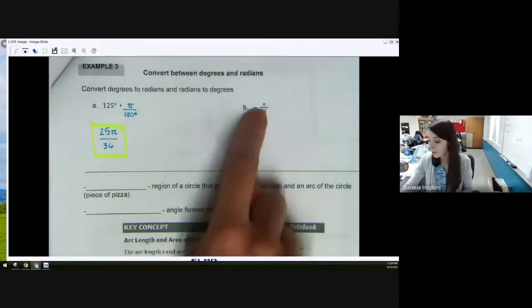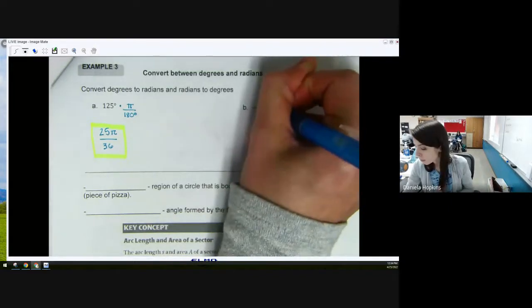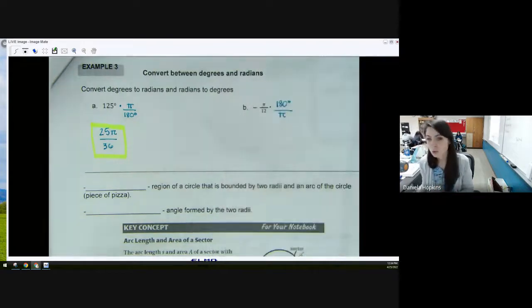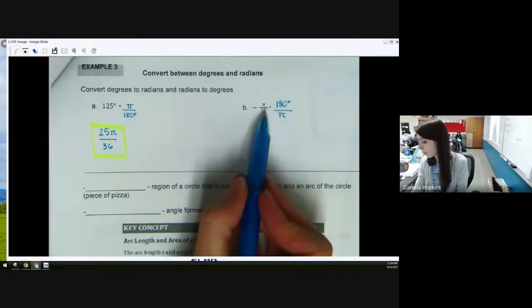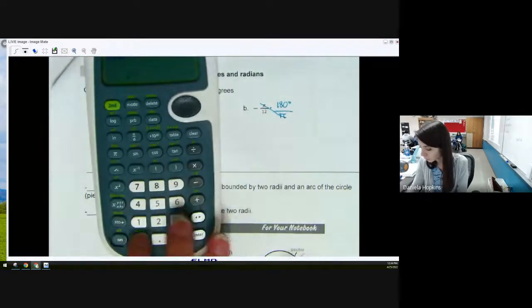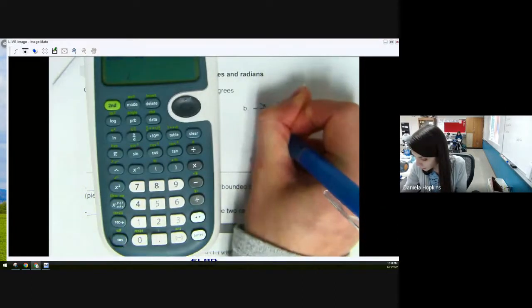Part B, I have negative pi over 12. So now I want to put it in degrees. So I'd multiply it by 180 degrees over pi. And now again, don't type the pi into your calculator. Just remember a pi over a pi will cancel. So really you're doing 180 divided by negative 12. And so you end up with negative 15 degrees.